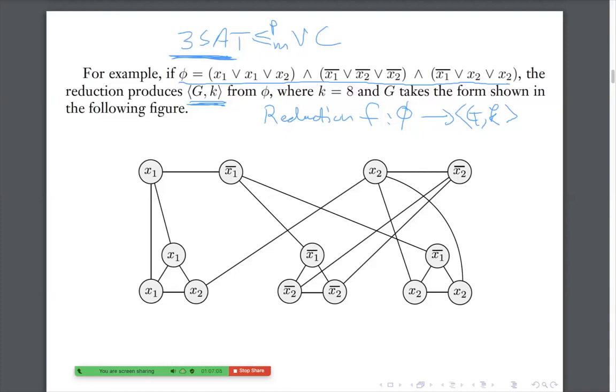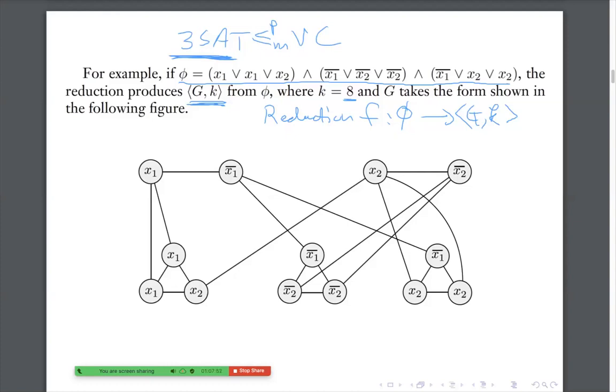So we have three clauses, and we have two variables in this case. That means we have 2 + 2 × 3, that's 8. So k is 8. Again, in this formula, we have two variables, x1 and x2, and we have three clauses. So how do we determine k? Remember that we use one node for one variable, two nodes for one clause. So that's 8 in total.